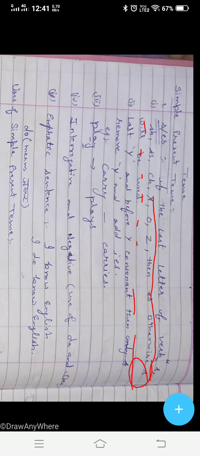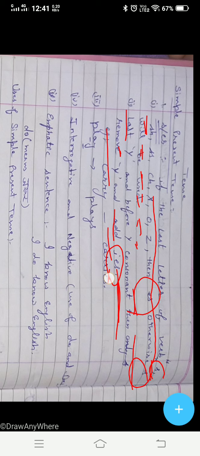If the verb's last letter is s, sh, ss, ch, x, o, z, then we will use es, otherwise we will use s. If the last letter is y, and before y there is a consonant, then we will remove y and add ies. What will we add? Ies.